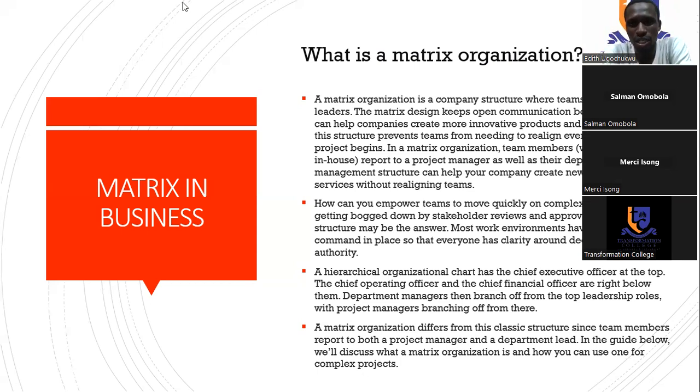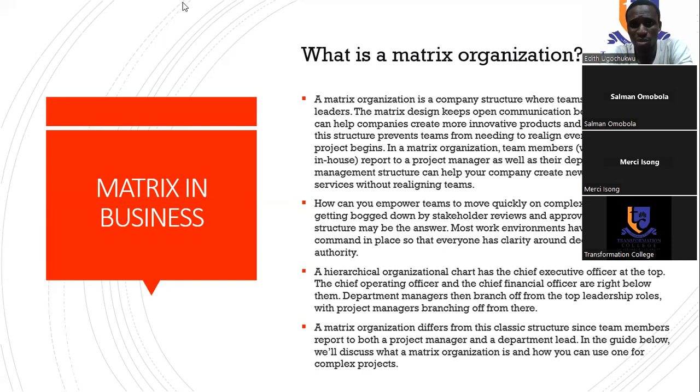A matrix organization is a company structure where teams report to multiple leaders. The matrix design keeps open communication between teams and can help companies create more innovative products and services. Using this structure prevents teams from needing to realign every time a new project begins. In the matrix organization, team members, whether remote or in-house, report to a project manager as well as their department head. The management structure can help the company create new services without realigning teams.